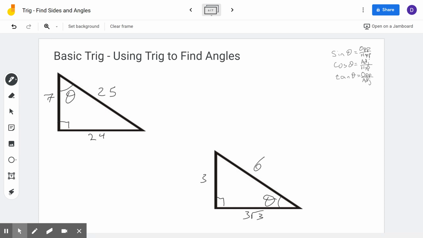Okay, I should have gotten both of them done. This first one, let's do opposite over adjacent. Let's do tangent. So the tangent of theta is opposite over adjacent. So the arc tangent of 24/7 equals theta. I'm going to do 24 divided by 7 and do the arc tangent of that. It gives me 73.7 degrees.